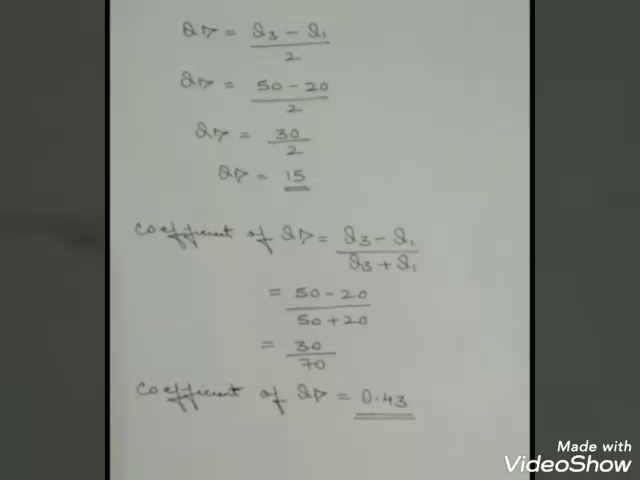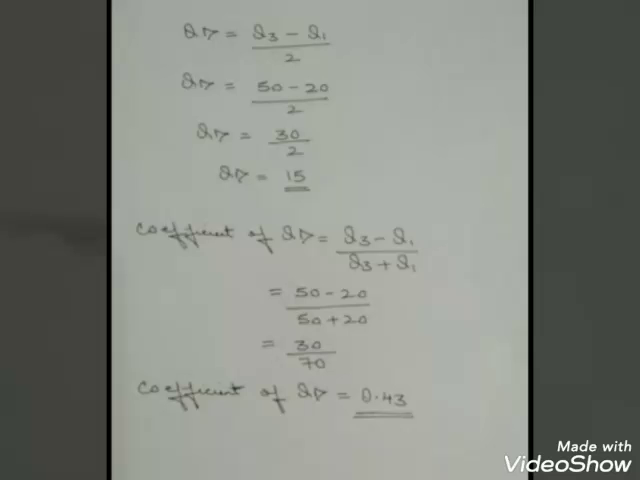Now what are we going to do? Now we will find QD, that is quartile deviation. It becomes easy because we already have Q3 and Q1. So for quartile deviation, we put the values in the formula. QD equals Q3 minus Q1 upon 2. Your Q3 is 50, so 50 minus Q1 which is 20, upon 2. If you deduct 20 from 50, you get 30 upon 2, and if you divide 30 by 2, you get 15. So your quartile deviation is 15. Right?